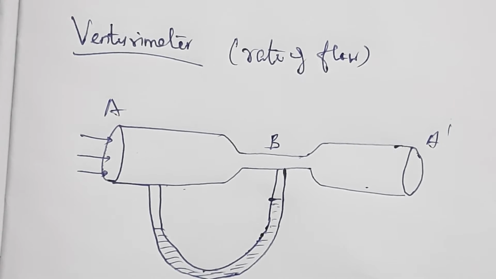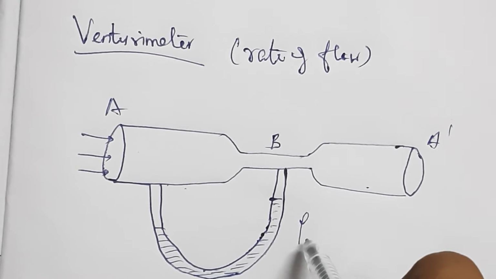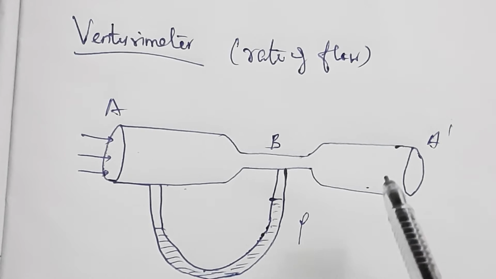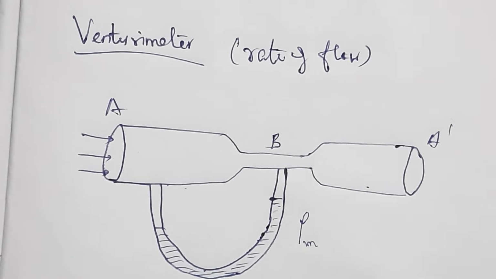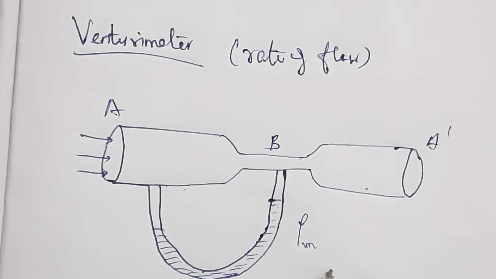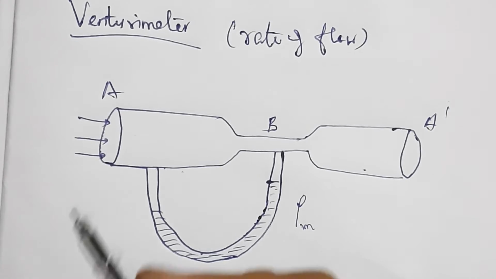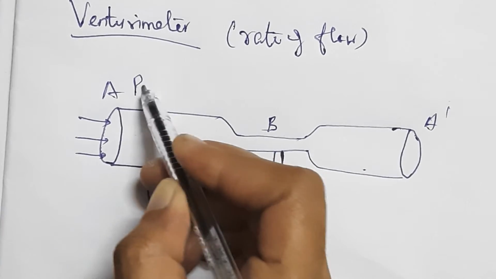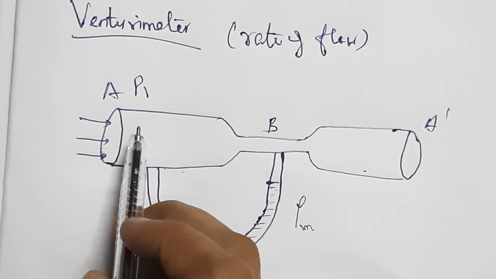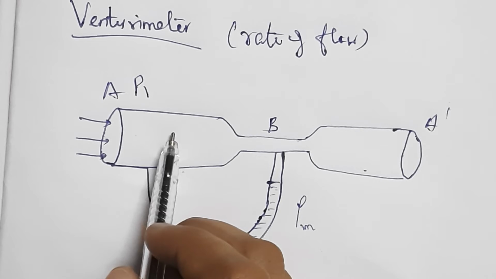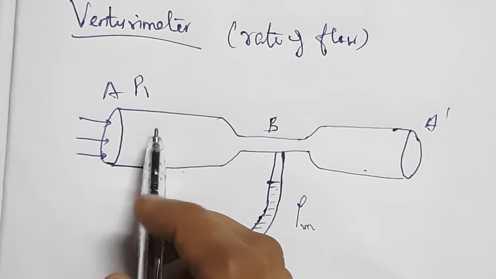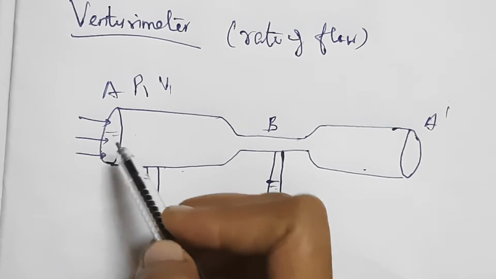Here the manometer contains a liquid having density rho, or else we can write rho m, that is, the manometer liquid density. Here P1 is the pressure of the liquid in this wider tube. The density of this liquid is rho and the velocity of the liquid in this wider tube is V1.